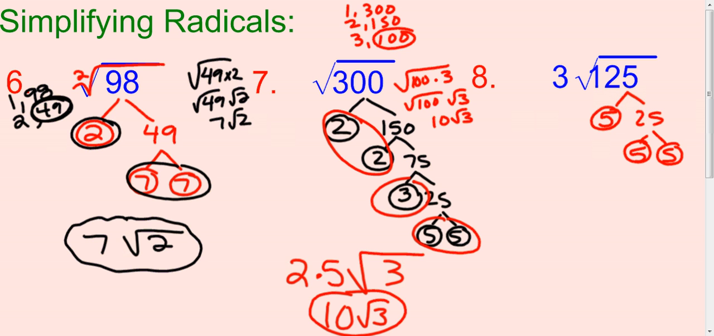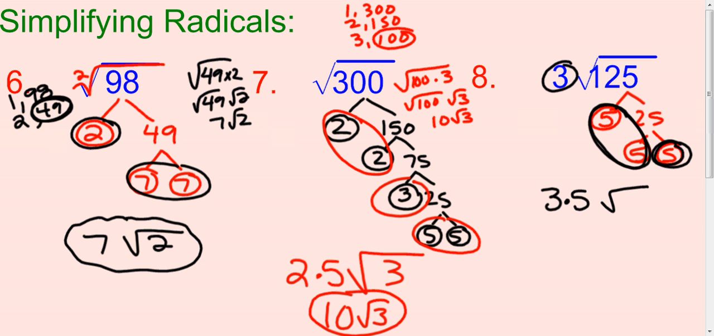Can't leave the house unless I have a buddy. So I have one pair of 5s that has a partner and gets to leave, but this other 5 that's over here has to stay by itself. Okay, so this is what I have. On the outside, I already had a 3 there, and then I need to put the pair of 5s, so one pair of 5s, and then I have the radical, and then this 5 that's by itself has to stay inside the house. So this would turn into 15 root 5.